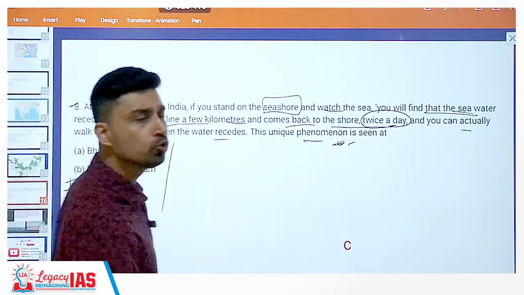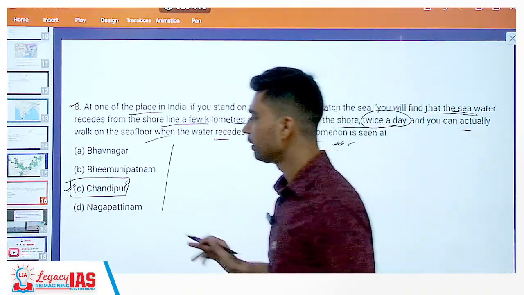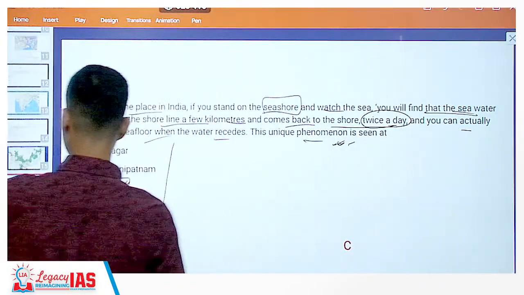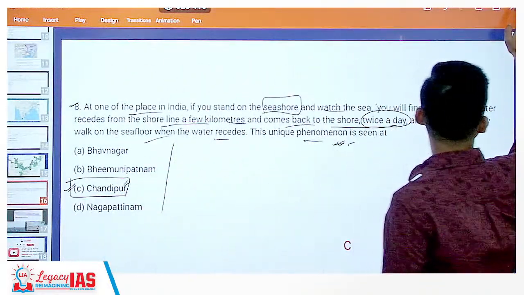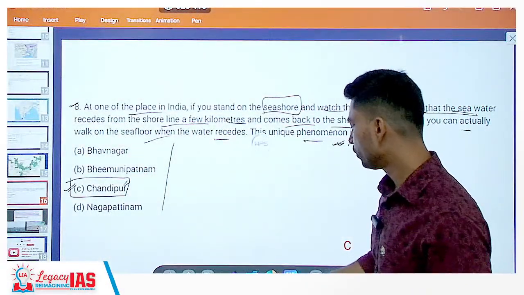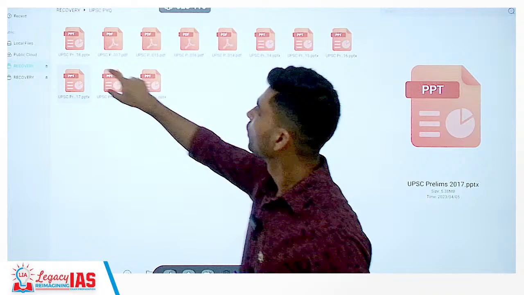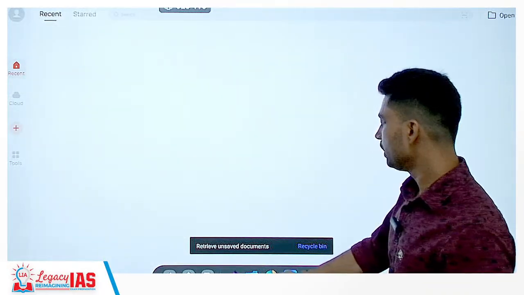Chandipur is also used by DRDO for testing its ballistic missiles as well. So that is other information you should keep in mind. These are the major questions that were asked during the 2017 prelims examination. Now if you look at the questions that were asked in the next year, 2018, we will try to understand what kind of questions have been asked there as well.